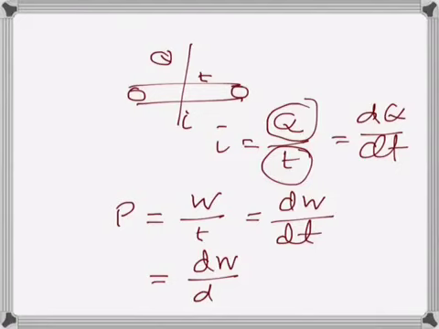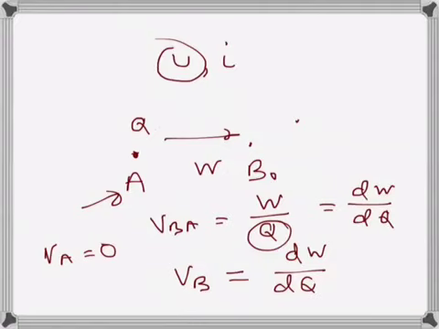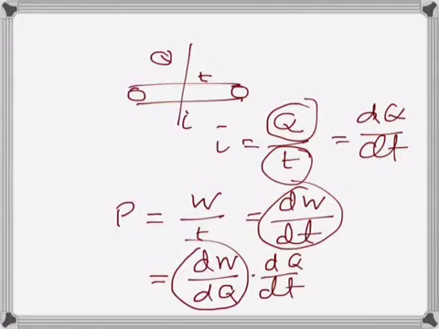I'm just manipulating the differential here. This is dW over dt. I'm writing this as dW over dQ and then dQ over dt. This is just a mathematical manipulation. So what we get now is dW over dQ. If we recall, this is our voltage. I will just write V for the time being instead of VB minus VA, because that's the potential difference. And dQ over dt is I, so this becomes VI, that is power: voltage times current.